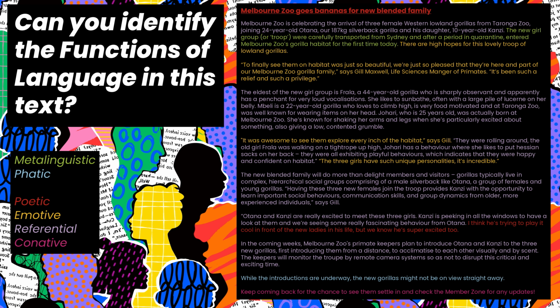Lastly, we've got that conative sentence at the very end. Keep coming back for the chance to see them settle in and check the member zone for any updates, with 2 very clear instructions for the audience. Number 1, keep coming back to the zoo to see these gorillas settle in. And number 2, keep checking the member zone or the zoo news for any updates about these gorillas.